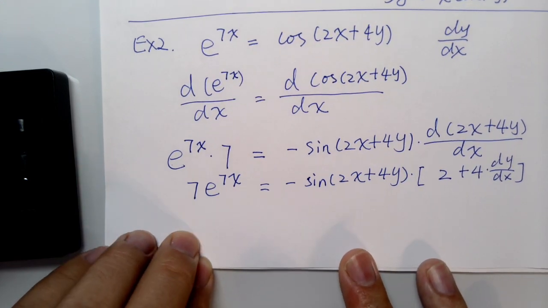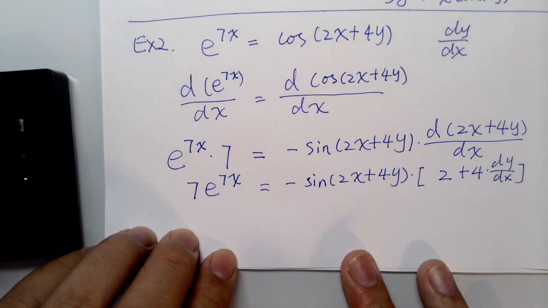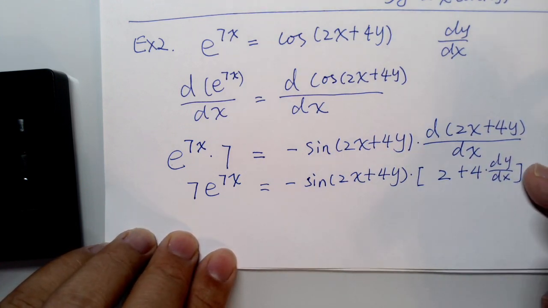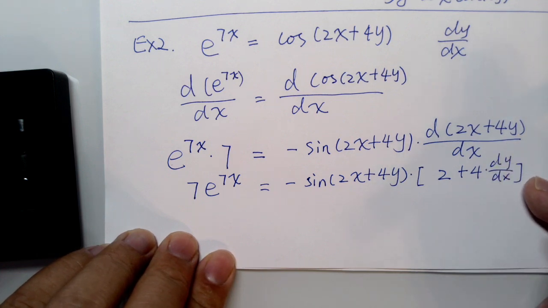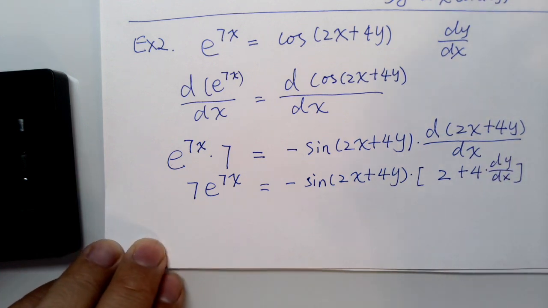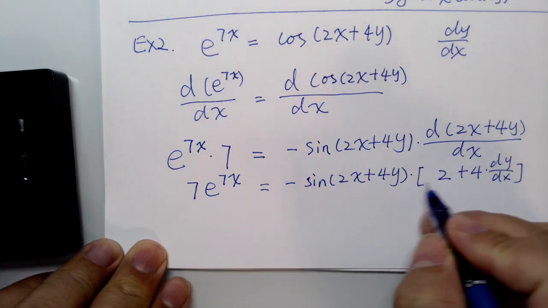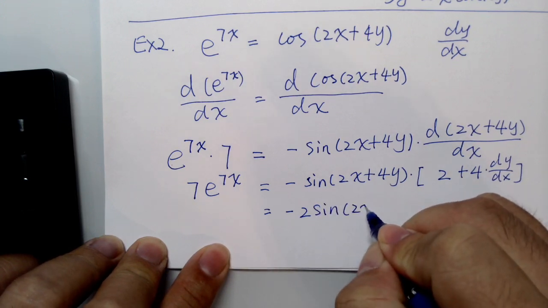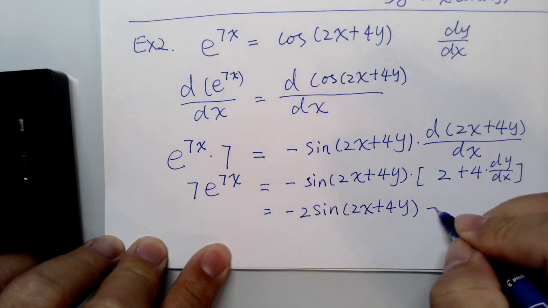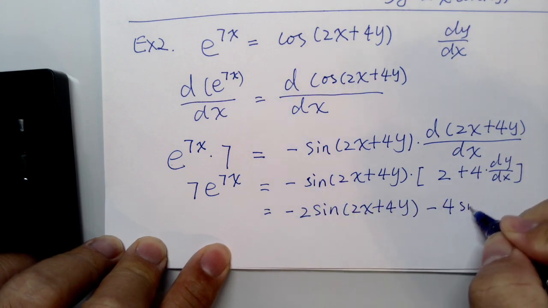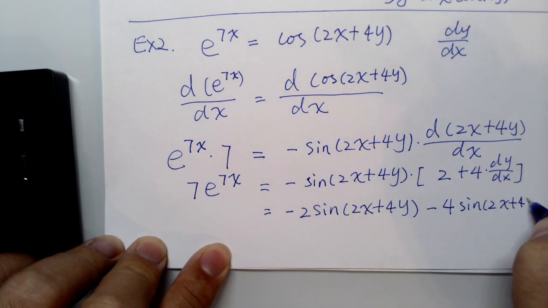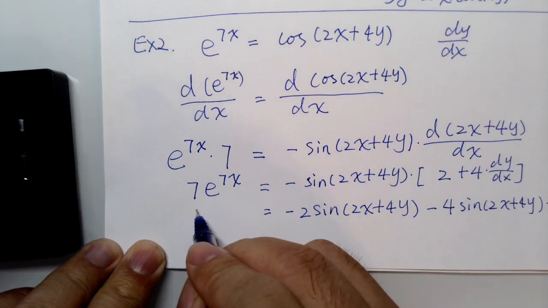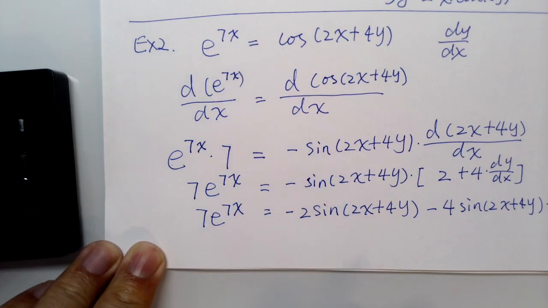Now you can see that we're going to figure out what dy/dx is. Then the problem becomes purely an algebraic operation. If we distribute this, that's going to give us negative 2 sine of 2x plus 4y, and then minus 4 sine of 2x plus 4y times dy/dx. And then we have 7 e to the power 7x.